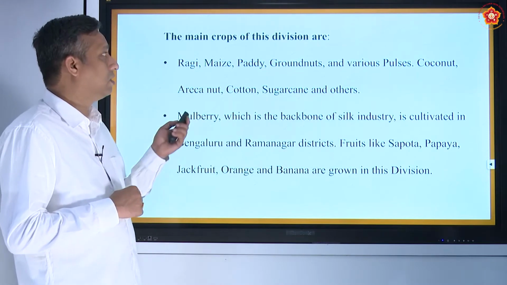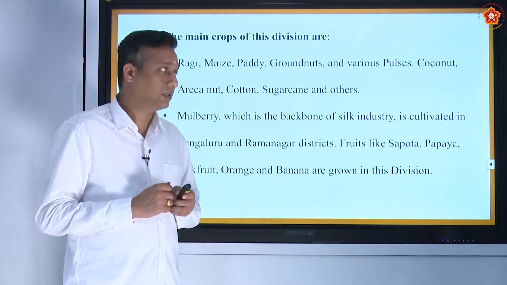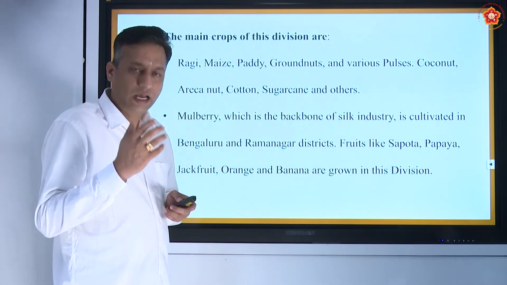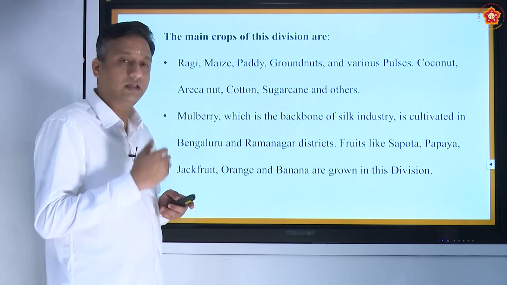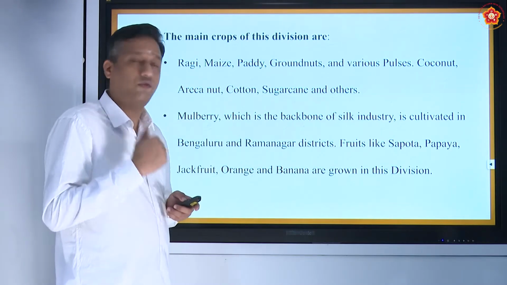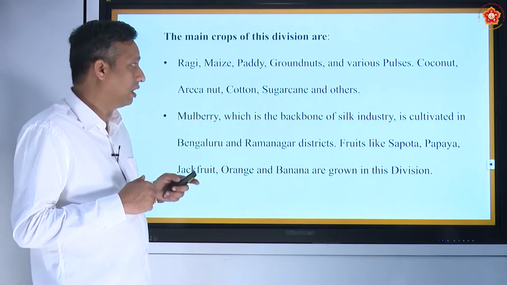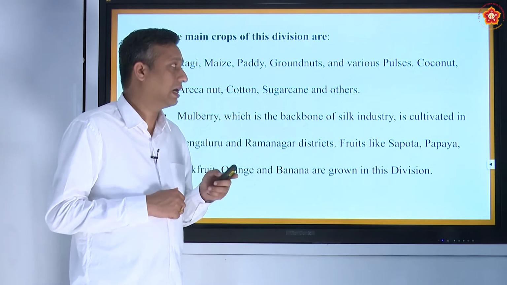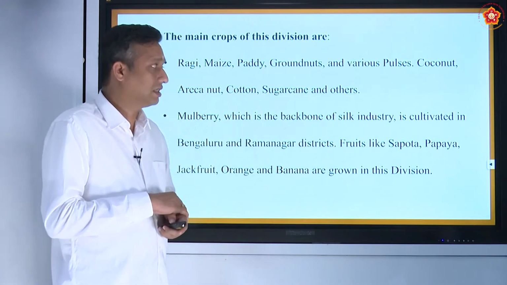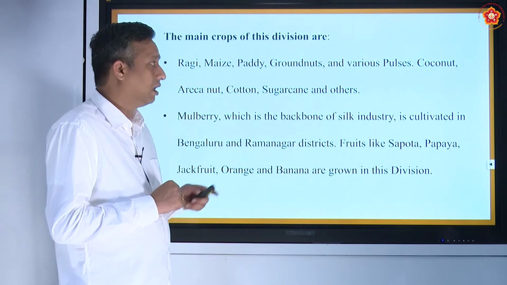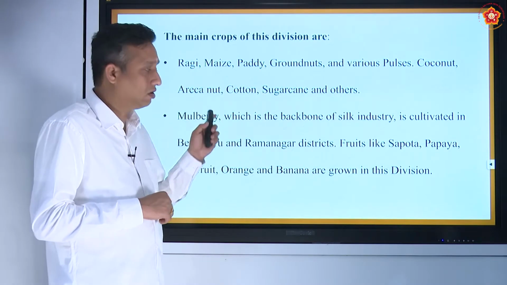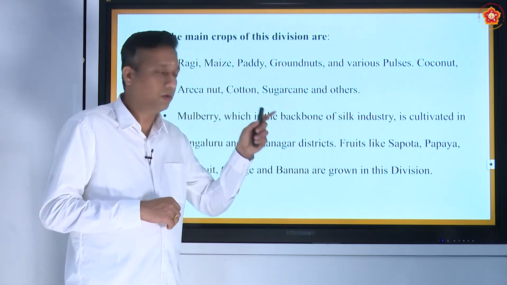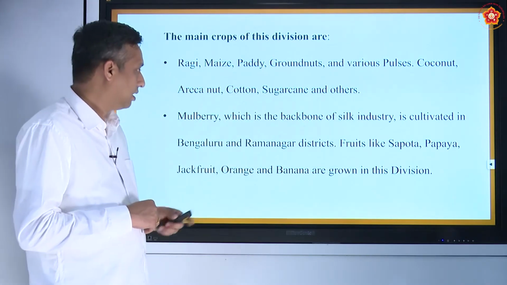Then the main crops of this division, what are the different crops? Ragi, from which we prepare ragi balls, ragi ambli, ragi mudde, which is very good for health. Ragi, maize, jowar, paddy, groundnut, and various other pulses are grown in this area. Coconut, arecanut, cotton and sugarcane are all grown in this Bengaluru division.